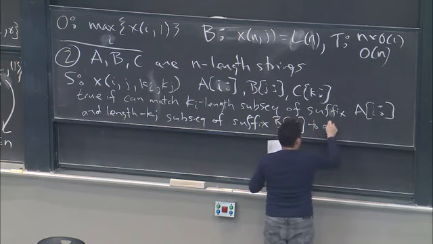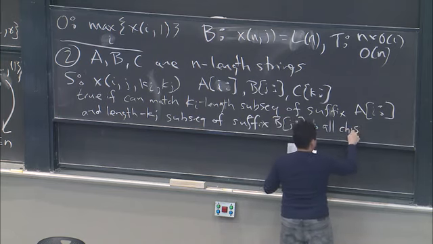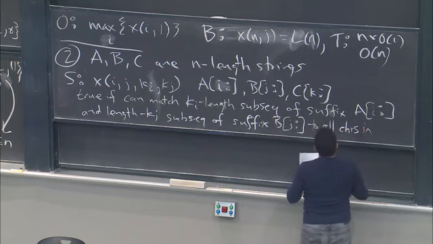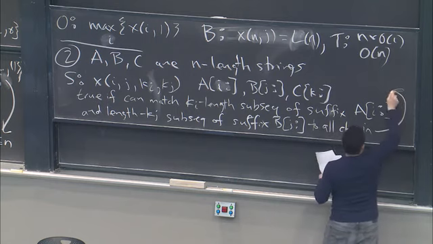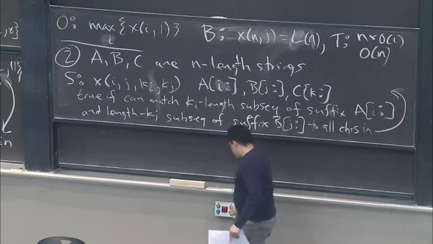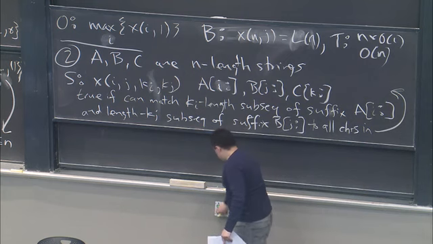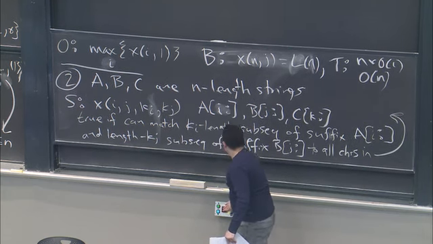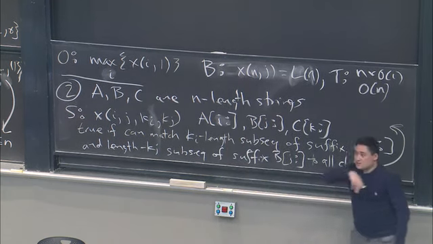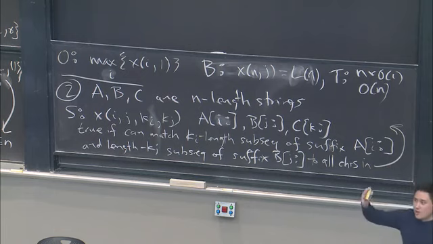To all characters in. And now what is this in? This is the hard part. Do I need a separate index for C to know where I am in C?